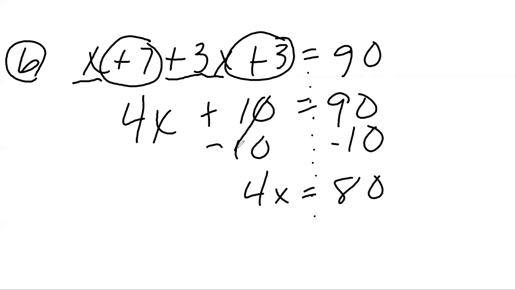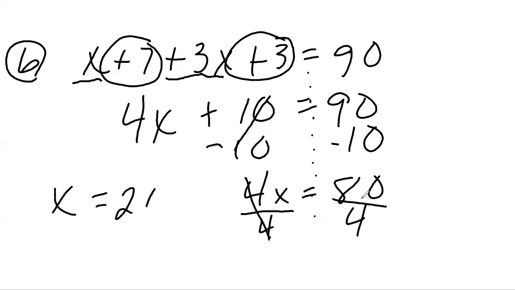From here, 4x means 4 times x. The opposite of times is divide. The inverse of times is divide. So I'm going to divide each side by 4. 4 divided by 4 is 1. So I get 1x equals, and then 80 divided by 4 is 20, and I will box my answers.